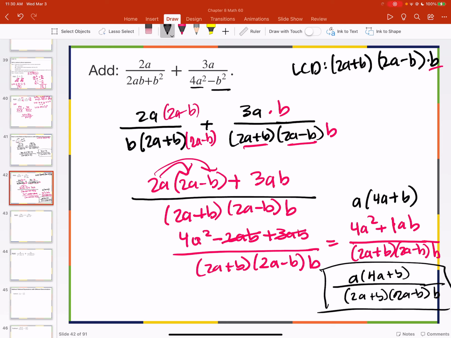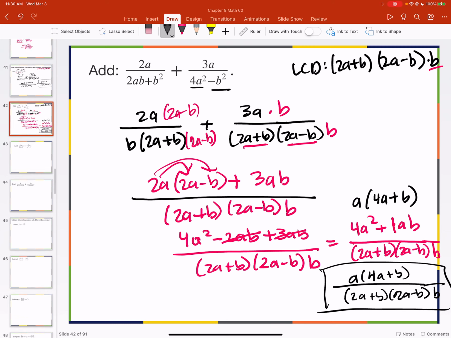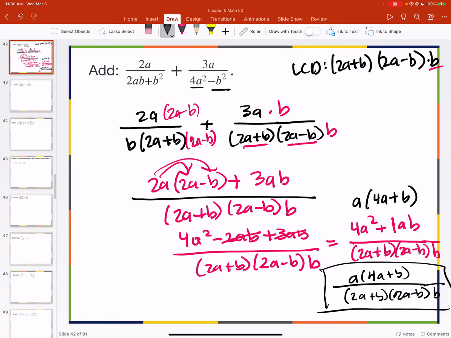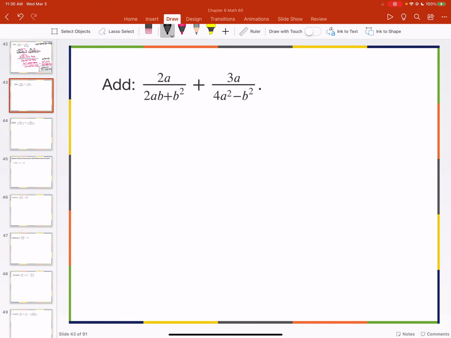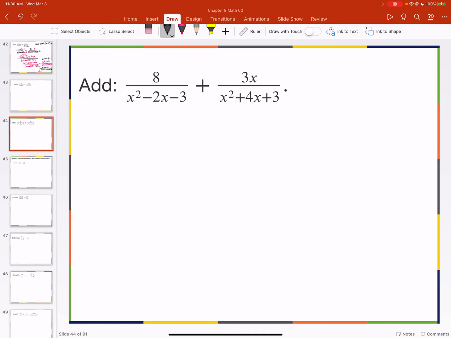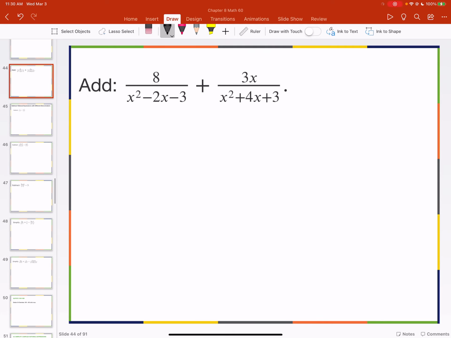Now, don't be intimidated by the writing. Some people go, oh my God, that's so much writing. It's not. I rewrote it a bunch of times just so that you can see line by line what happened. Oh, I think we just did that. We also did this one.